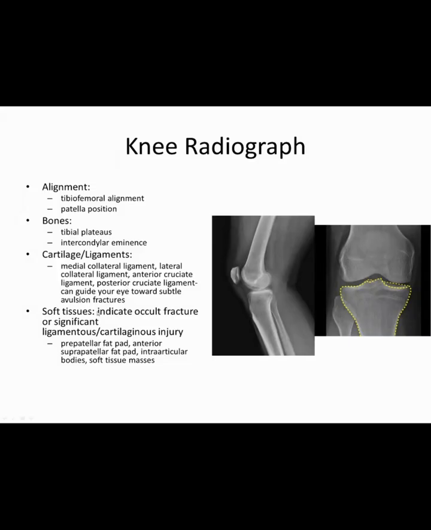Lastly, soft tissues and everything else. Abnormal soft tissue edema can be indicative of an occult fracture or a ligamentous or cartilaginous injury. So you'd want to assess the prepatellar fat pad, the anterior suprapatellar fat pad, the prefemoral fat pad. You could look for any intra-articular loose bodies, and once again, any soft tissue masses or calcification or areas of abnormal edema.